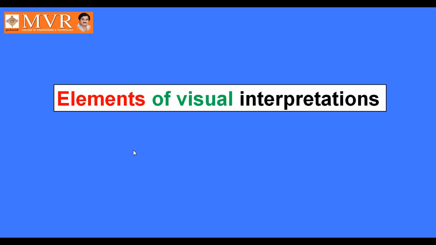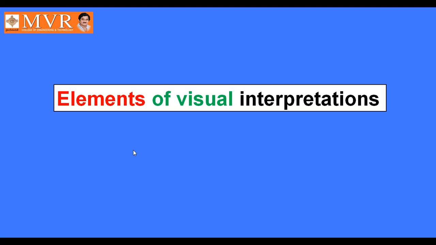Now, elements of visual interpretation. Till now we have learned what image analysis is, how to do image analysis and interpretation, which types of images there are, analog and digital images, and what interpretation is. So these are all introduction. Next, elements of visual interpretation.